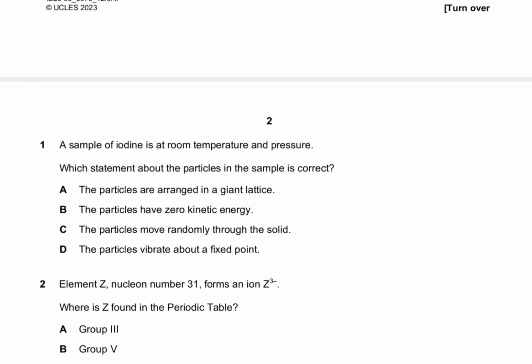A sample of iodine is at room temperature and pressure. We know it's not a giant lattice and the particles don't have zero kinetic energy at any level, and random movement is not possible in a solid. So the only correct option is that the particles vibrate about a fixed point, which is option D.